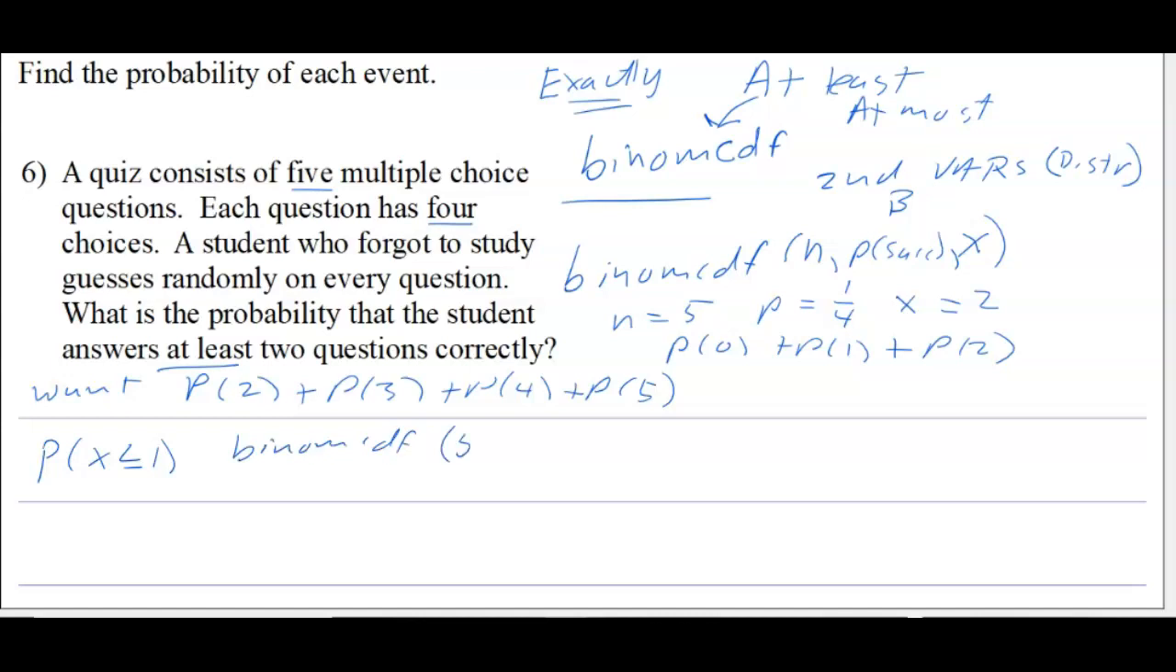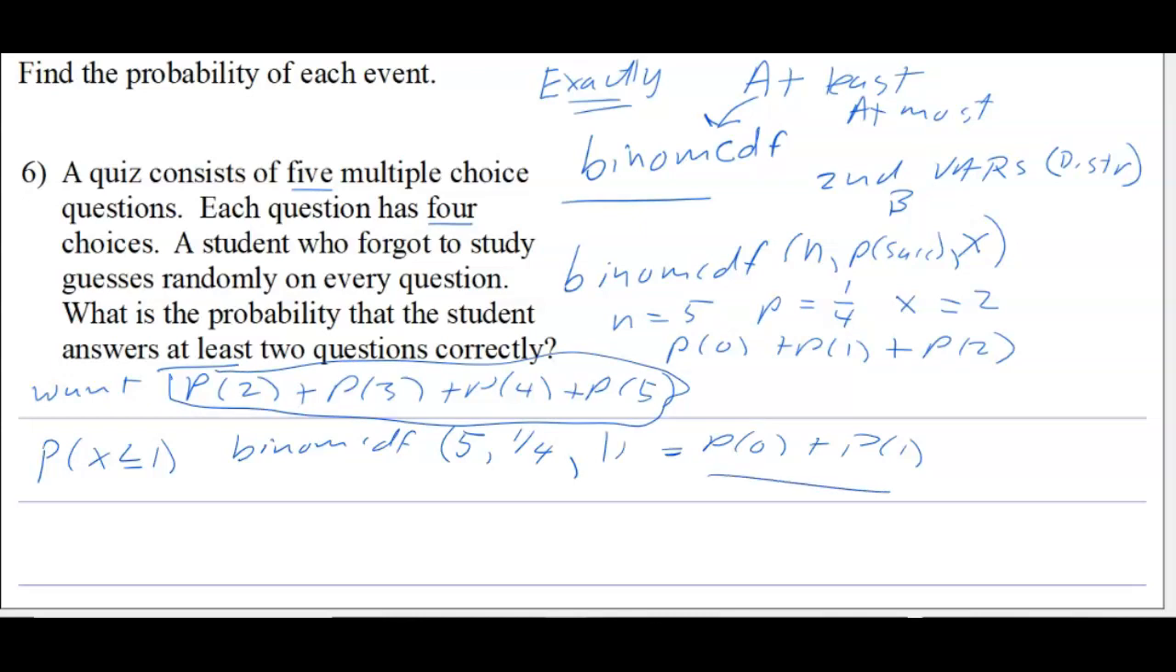I use n is still 5, that won't change, and the probability of success is still 1/4. But I'm going to put a 1 because that gives me the probability of getting none right plus the probability of getting 1 right. What I want is the probability of 2, 3, 4, and 5, or more than that 1. And this set of probabilities plus that one has to add up to the distribution. It has to add up to a 1. So once I get this, I know I want to do 1 minus the answer that I get from the CDF function.